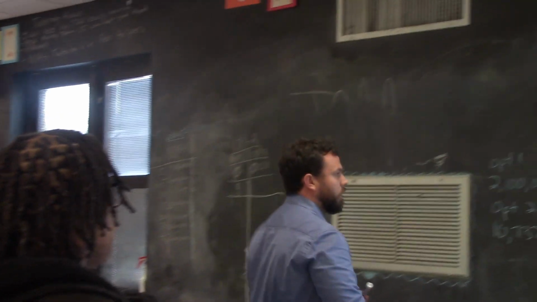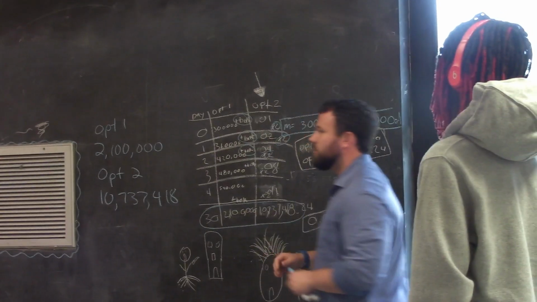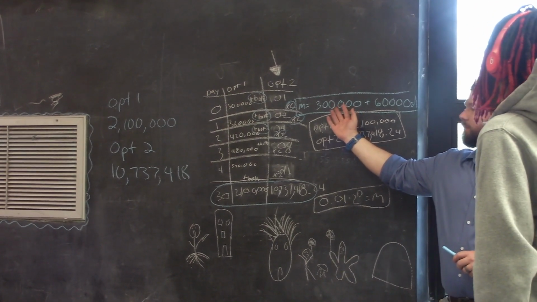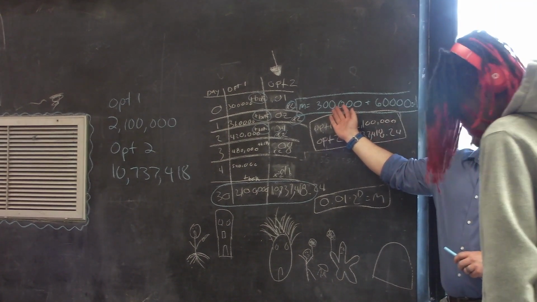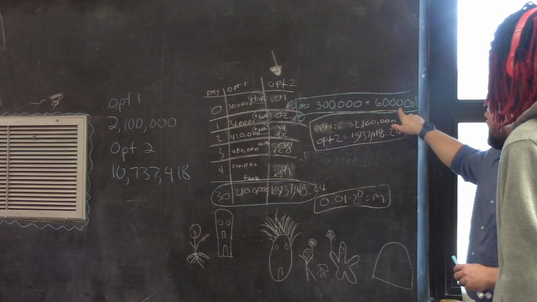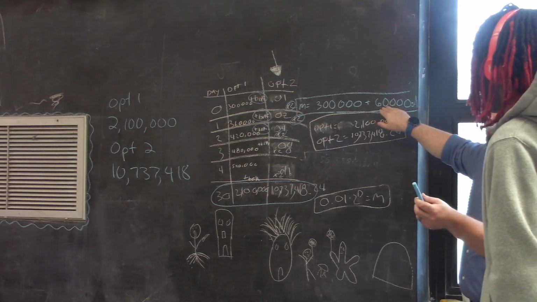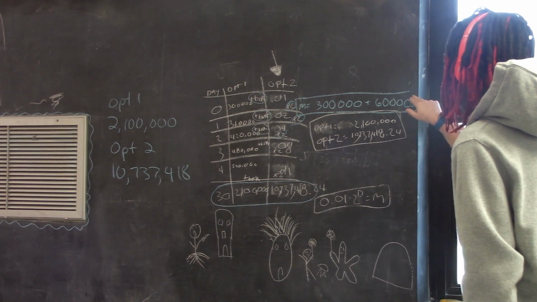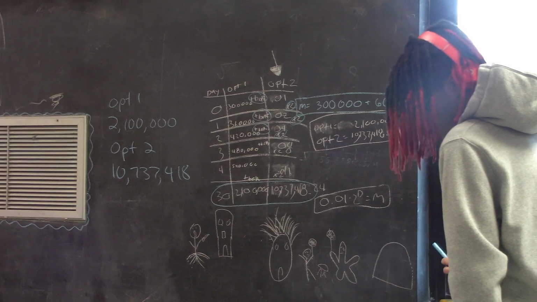This group, they came up with an equation. Notice 300,000 for option one, because that's where they started, right? And what happens in option one? They repeatedly added 60,000. And so, repeated addition. What came next, Cameron, for y'all? Multiplication, right? Repeated addition showed up in that multiplication.